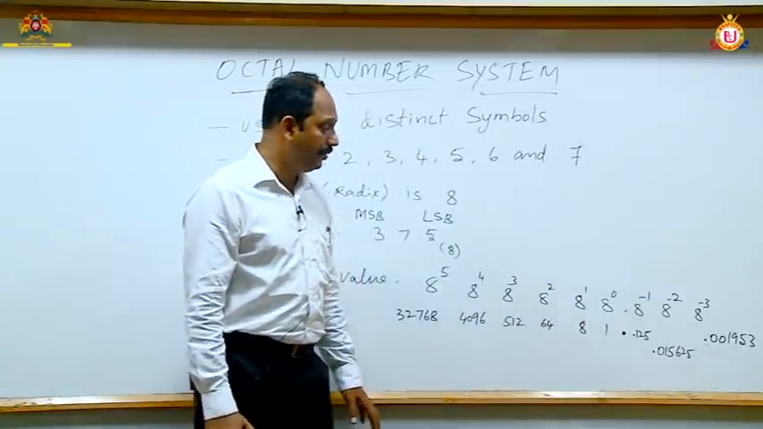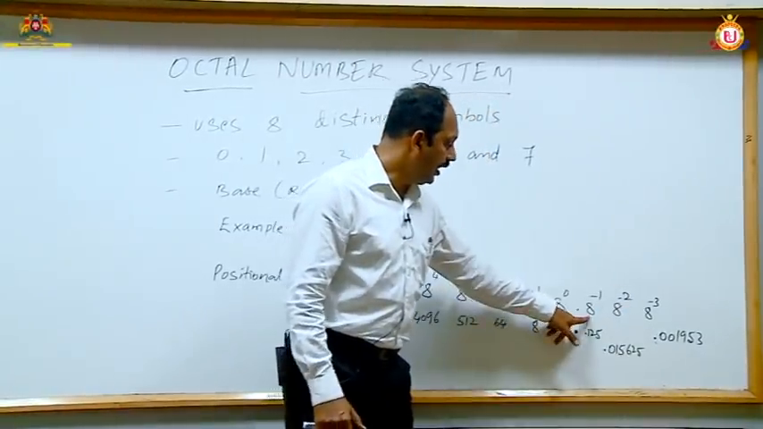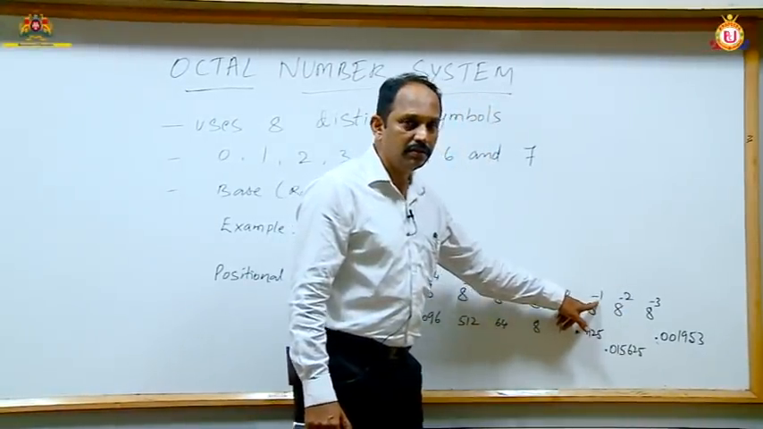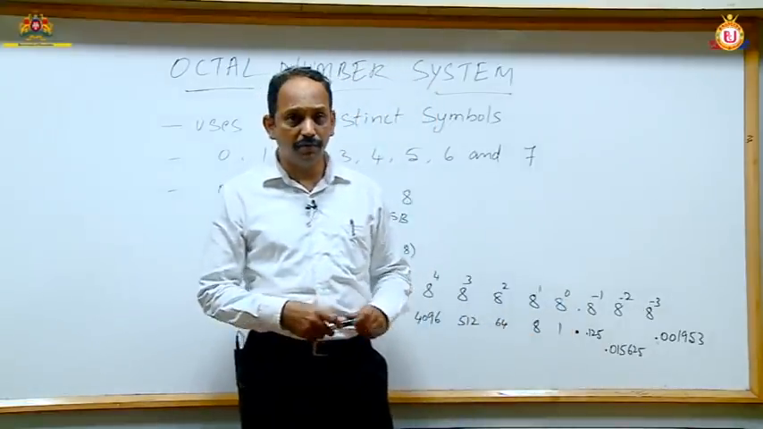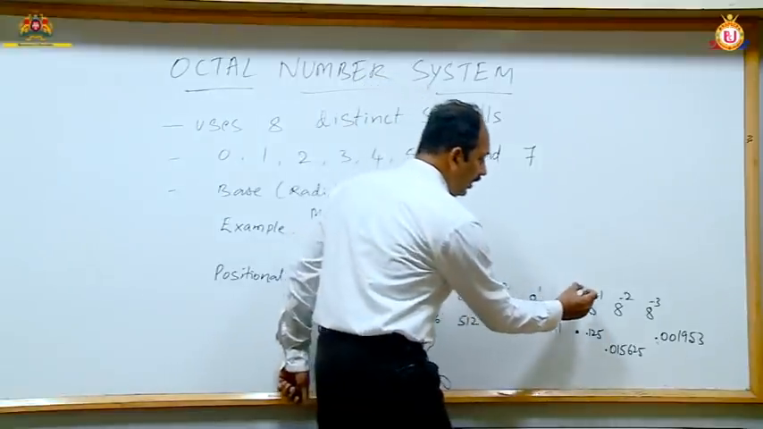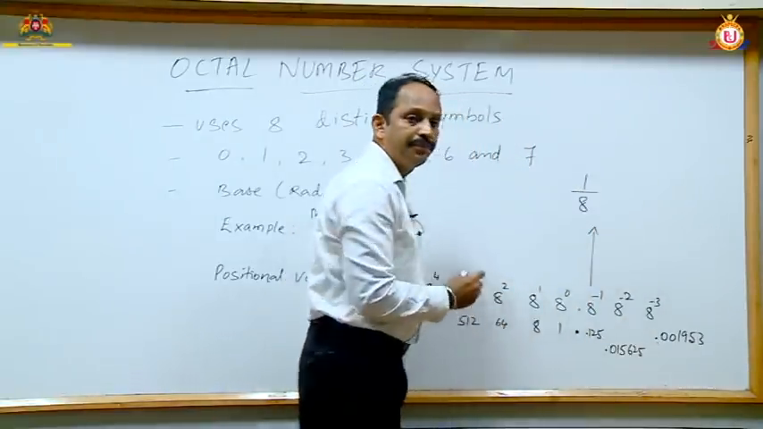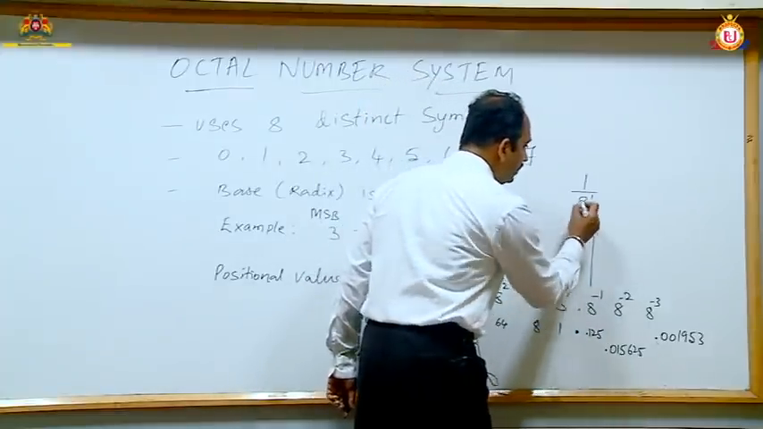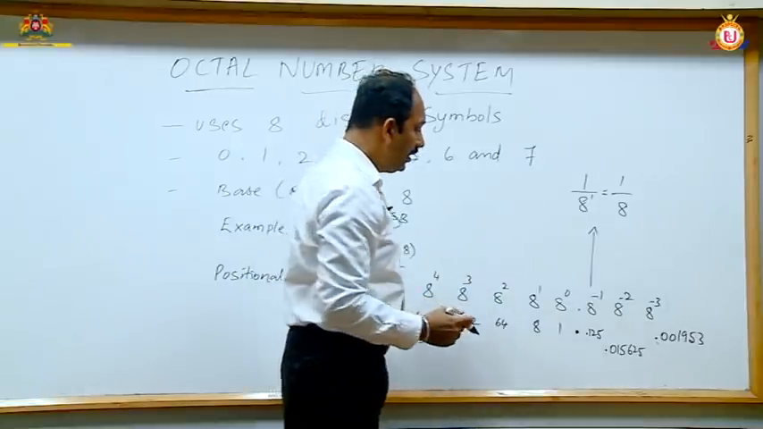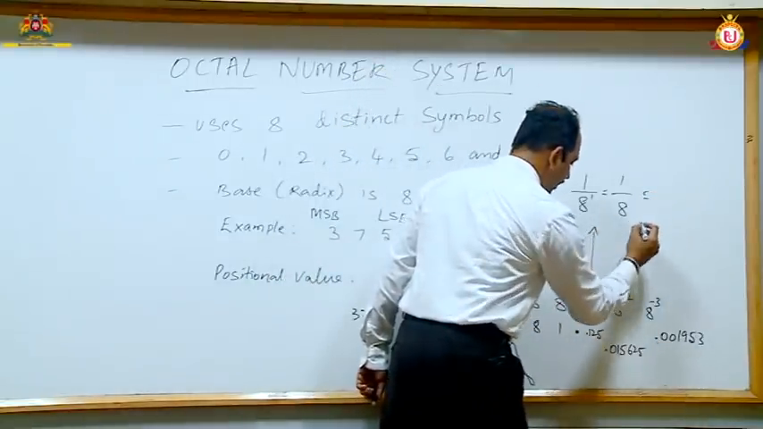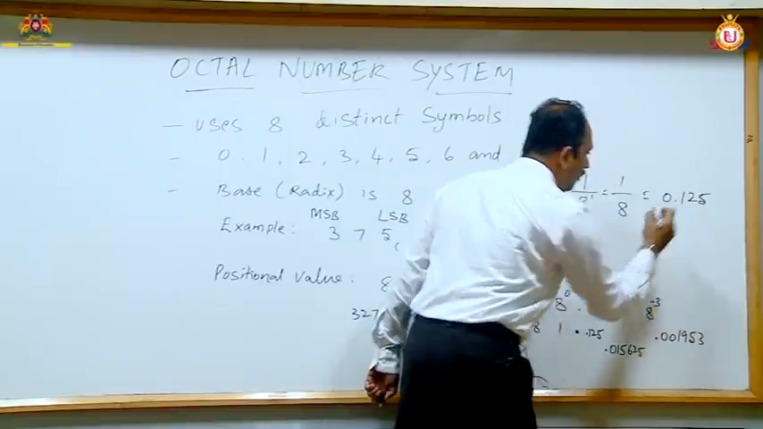What about the fractional part? Here 3 places are given. 8 to the power of minus 1. How do we calculate the value of 8 to the power of minus 1? To calculate 8 to the power of minus 1, we have to write 1 over 8 to the power of 1. What is that? 1 divided by 8. What is 1 divided by 8? 1 divided by 8 is 0.125.